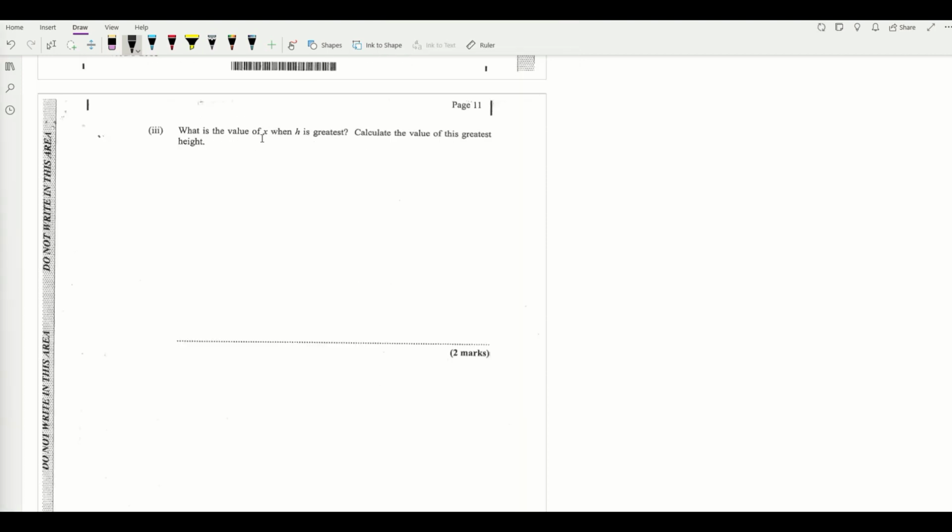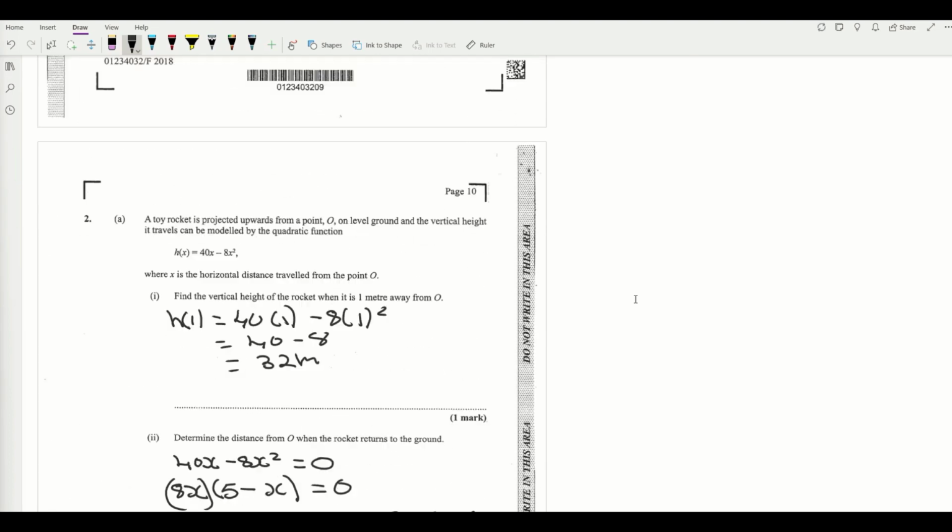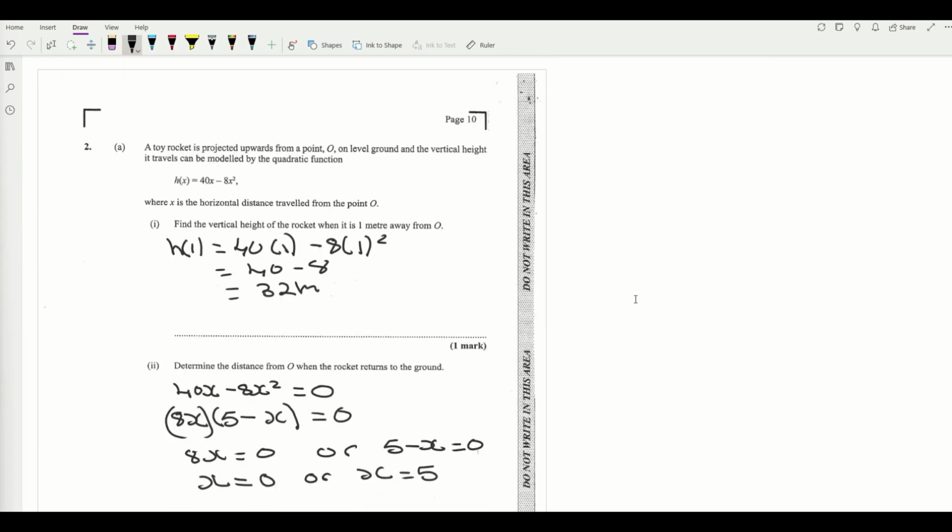What is the value of x when h is greatest? Calculate the value of this greatest height. What you should recognize about this, right, is that they're talking about vertical and horizontal height. X is the horizontal distance traveled from O. So basically, you are getting something that looks like this.